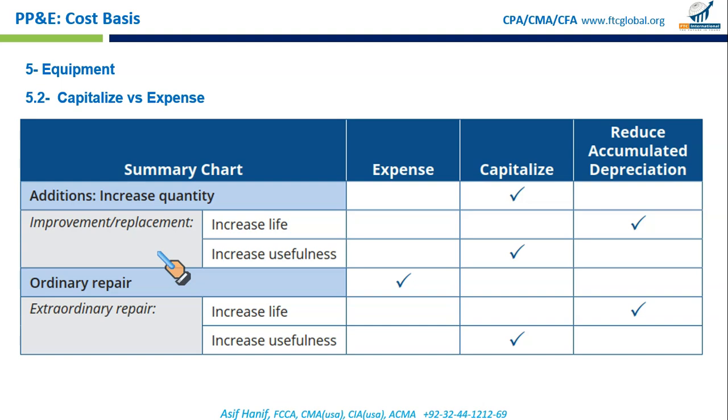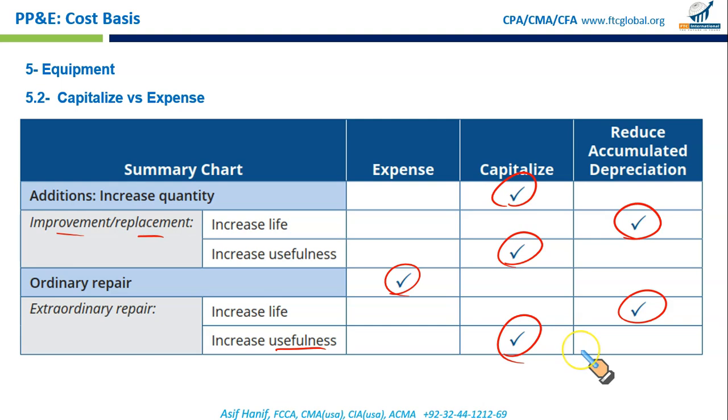So here's a summary chart that sums up what we have done. If the spending that you made increases the quantity, you capitalize it. It's either improvement or replacement. If it increases life, you debit accumulated depreciation, credit cash or AP. If it increases usefulness, you debit the asset and credit cash or accounts payable. If it's an ordinary repair, expense. But if it is an extraordinary repair that increases the life of the asset, you debit accumulated depreciation, credit cash or AP. But if it increases the usefulness of the asset, then you debit the asset, the spending that you made, credit bank or your AP.